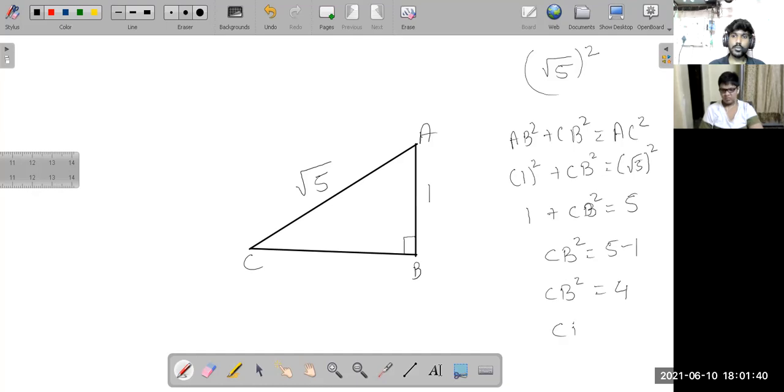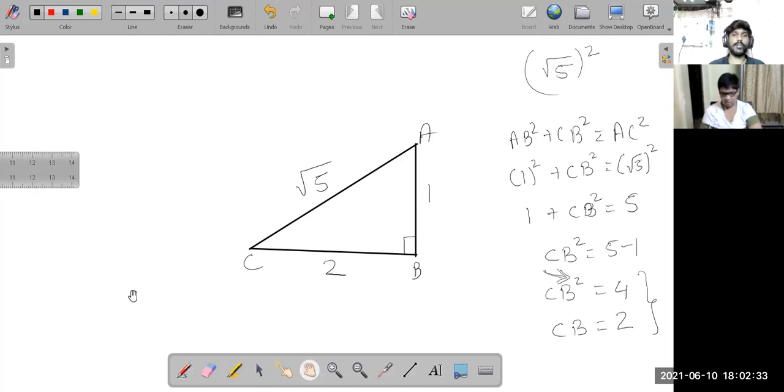So CB will be equal to? No, you're forgetting the square. I need to remove this square from here, so I'll have to take the square root on the other side as well. Then it will be 2, sir. Yes. I hope you are not confused at this step. Yes or no? Yes, sir. Okay, so CB is 2. That means this side is 2. Did you understand this? Yes.